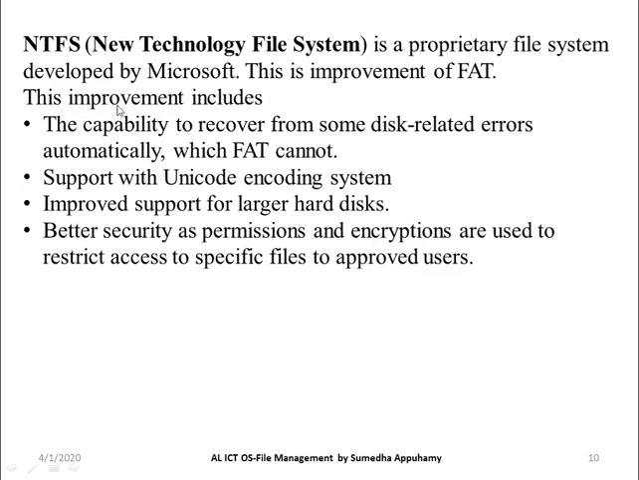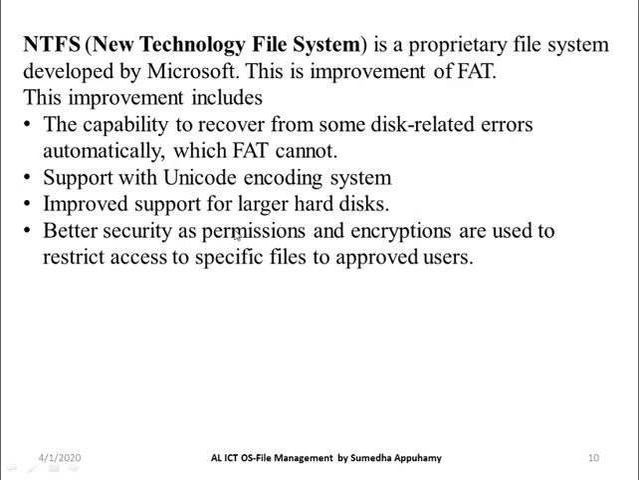This improvement includes the capacity to recover from some disk related errors automatically, which FAT cannot. So NTFS can directly attend to the errors that happen in the disk and automatically fix them. But FAT can't do that. File Allocation Table can't do that. Support with Unicode encoding systems: FAT16 and FAT32 can't go with Unicode, but NTFS supports Unicode systems. Improved support for large hard disks. So NTFS supports large capacity hard disks.